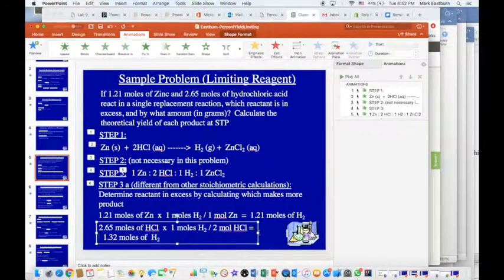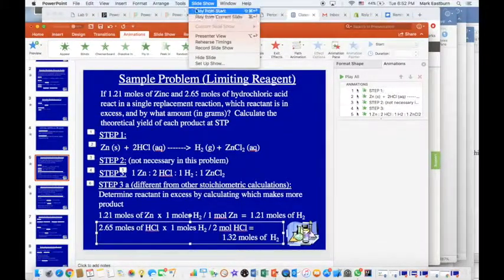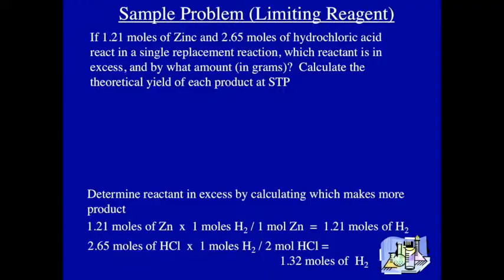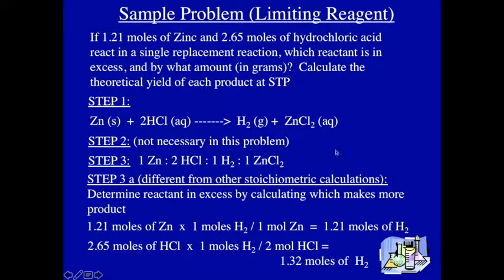So in this particular case, if I reacted all of my zinc, I would produce, so I have 1.21 moles of zinc. The mole ratio is 1 zinc to 1 hydrogen gas. If I reacted all of my zinc, meaning my 1.21 moles of zinc, I would produce 1.21 moles of hydrogen gas.